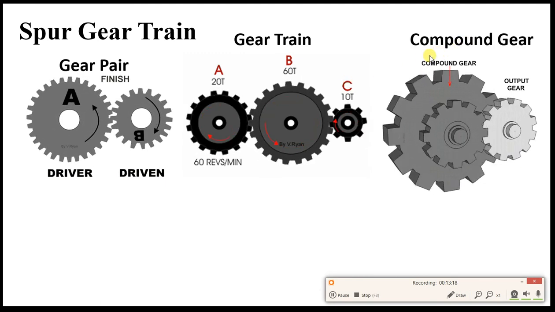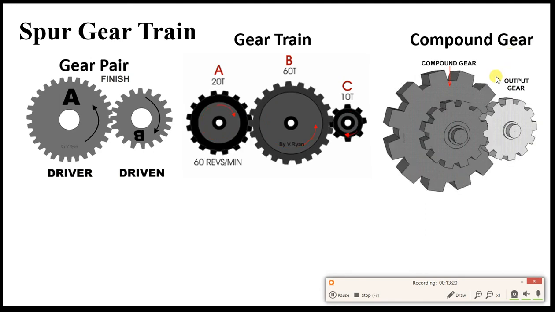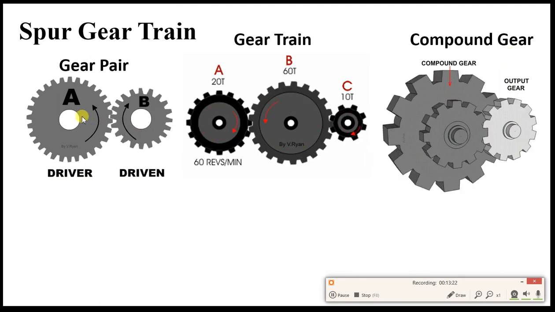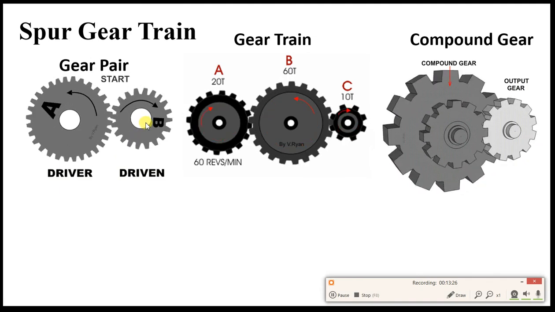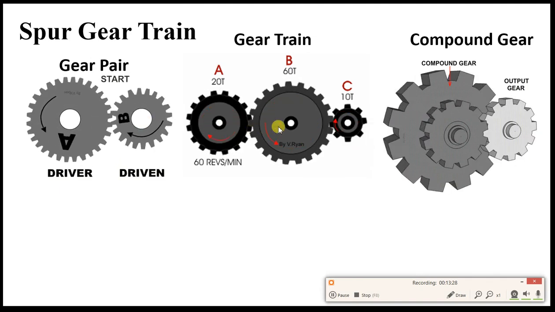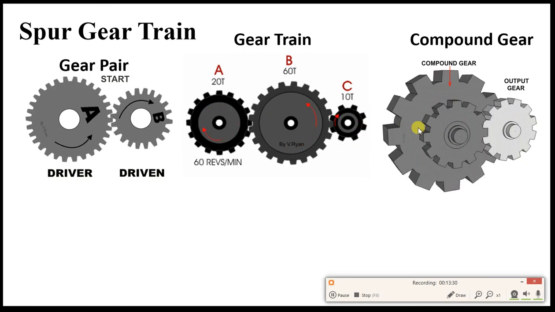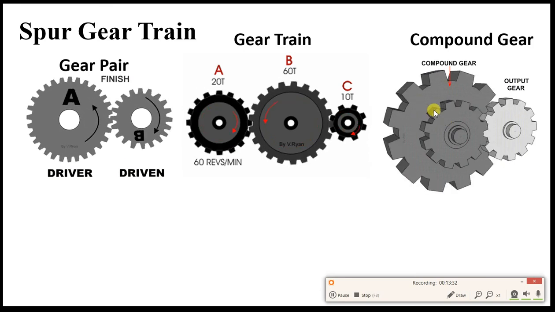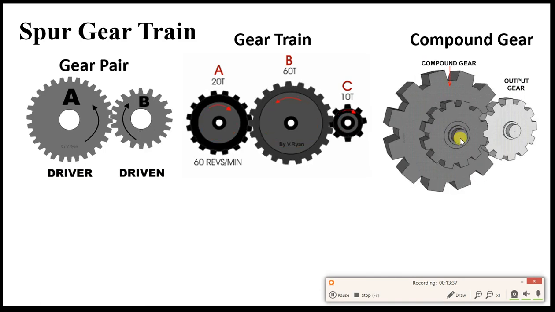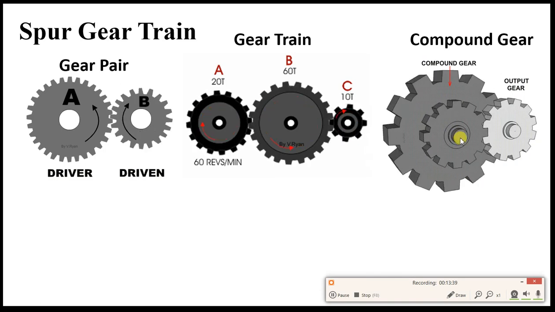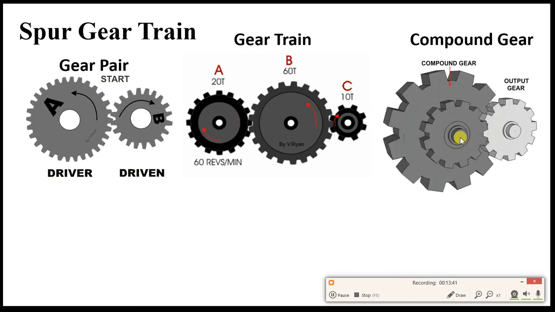Now next is the compound gear. What is meant by compound gear? Here you can see on one shaft only one gear is mounted. Here also on one shaft only one gear is mounted. Here also only one gear is there on one shaft. But here you can see two gears are mounted on a single shaft. This type of gear is called a compound gear.